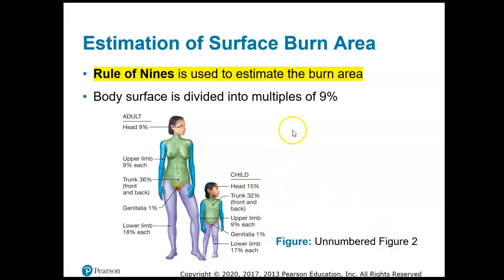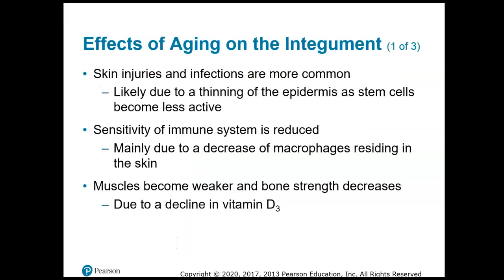Okay, the rule of nines estimates the amount of, you know how they'll say like 80% of the body was burned, that basically they divide the body surface into multiples of 9%. And you can see here what percentage each body part is, like each upper limb is 9%. So together they're 18%. Each lower limb is 18 each. So together that'd be 36%. And that's how they estimate the percentage of the body that was burned.